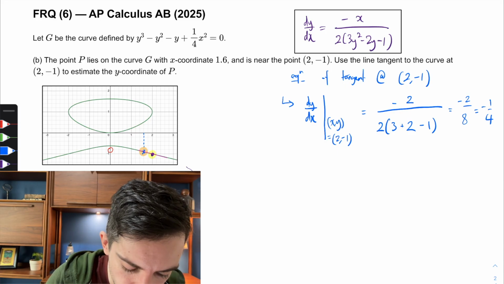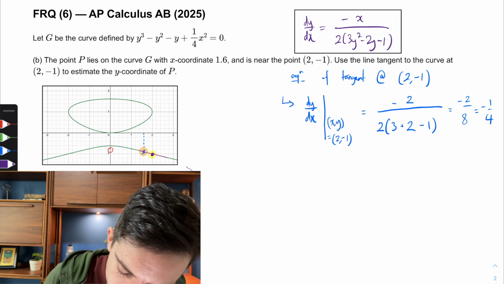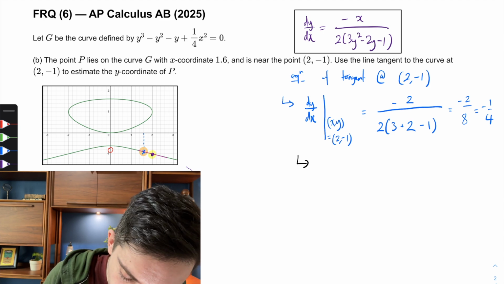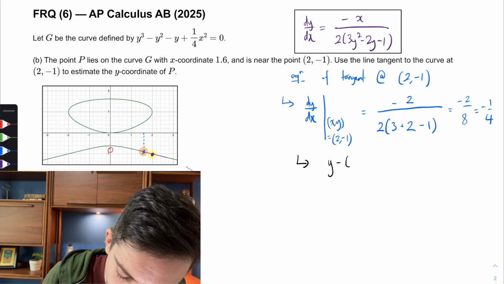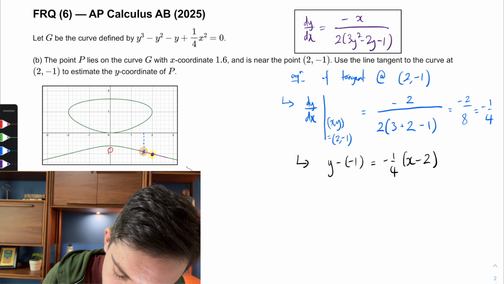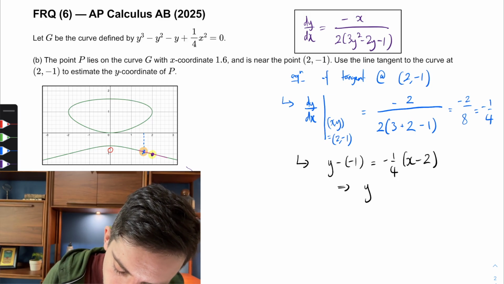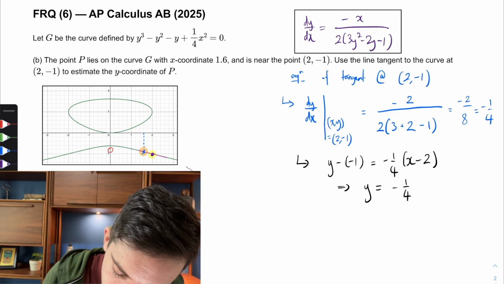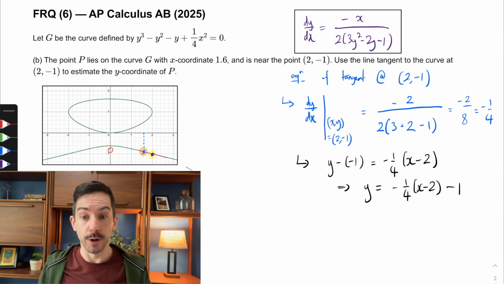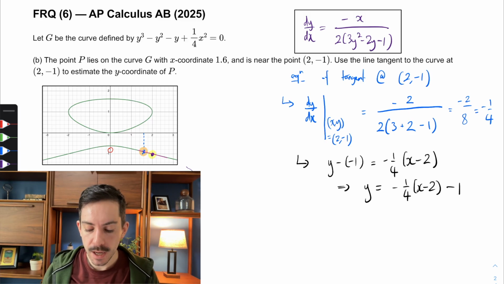So if I write down the equation of the tangent line, it's going to be y minus the y coordinate of my point equals the slope times x minus the x coordinate. So y is going to be -1/4 times x minus 2, and then subtract 1. Just solving for y.